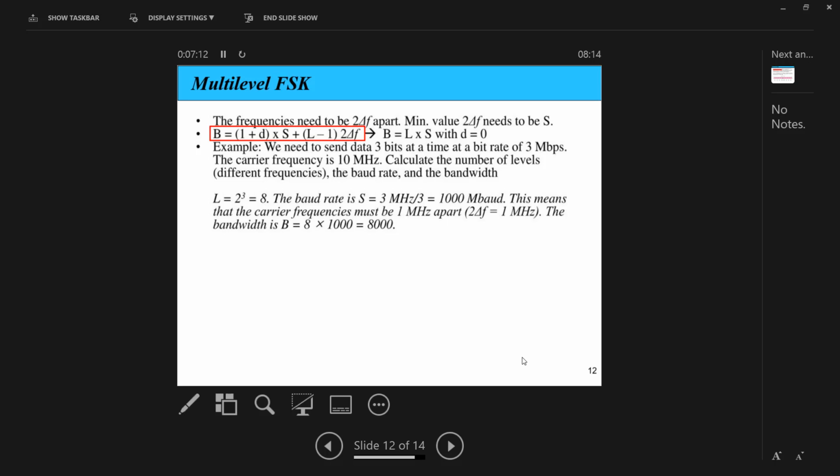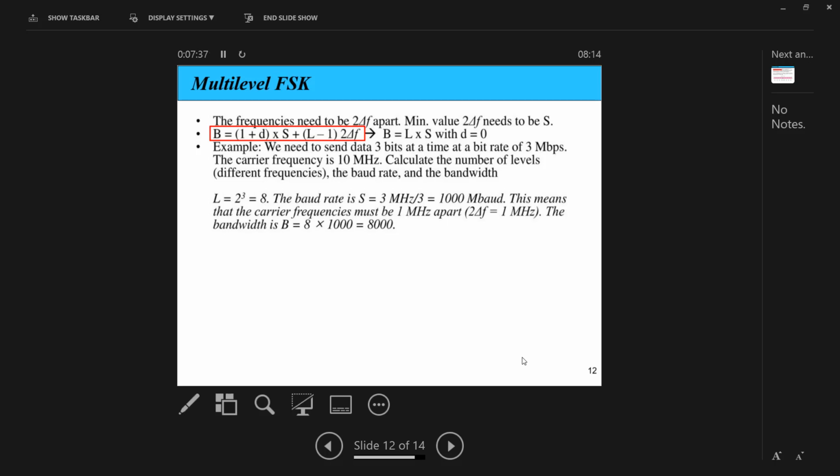If the carrier frequency is 10 megahertz, calculate number of levels, baud rate and the bandwidth. The bandwidth here will be the minimum bandwidth, so if d equal to 0, the bandwidth will be L multiplied by S, so it will be 8 megahertz.